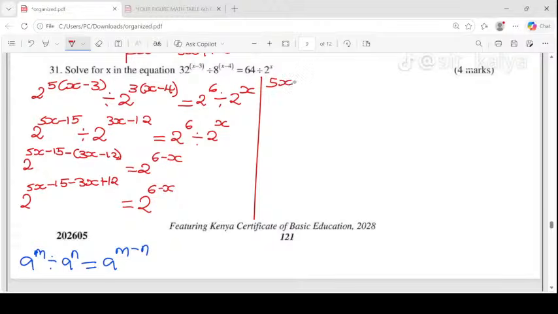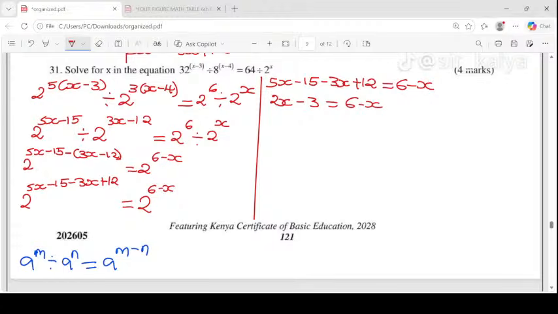5x minus 15 minus 3x plus 12 is equivalent to 6 minus x. 5x minus 3x, this will be 2x. Negative 15 plus 12, this will become negative 3, is equal to 6 minus x.